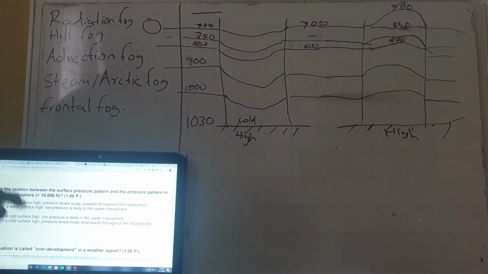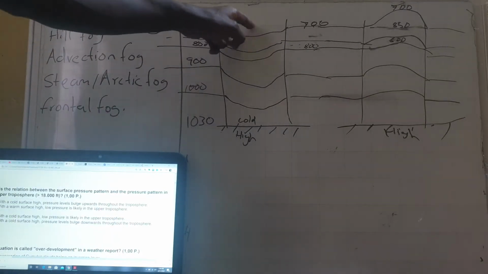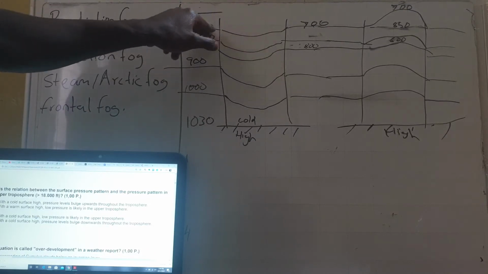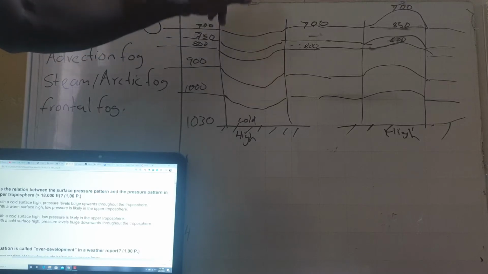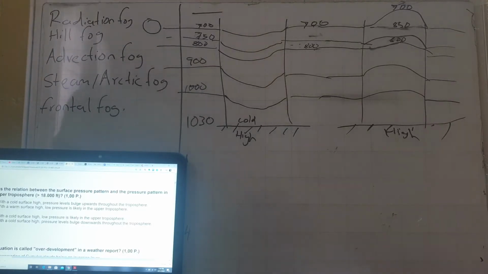So see, with a cold surface high, low pressure is likely in the upper troposphere. This is what you have said. Here you have a lower pressure than 700. You expect to have 700 here, but 700 is already here, and the higher you go, the lower the pressure gets. So here could be less than 700. So that's your answer.